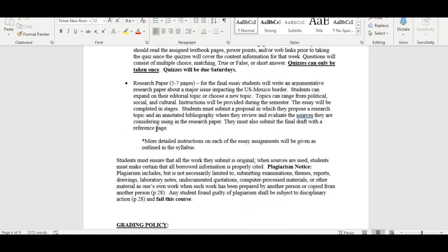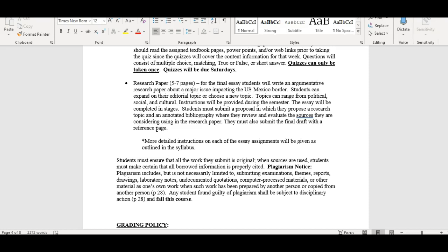Okay, so moving on to the research paper. The research paper, like I said, will be an argumentative research paper about a major issue impacting the U.S.-Mexico border. You obviously can pick whatever topic you'd like. Like I said earlier, you can also develop your editorial topic into the research paper topic as well.